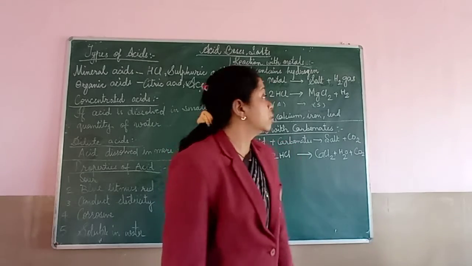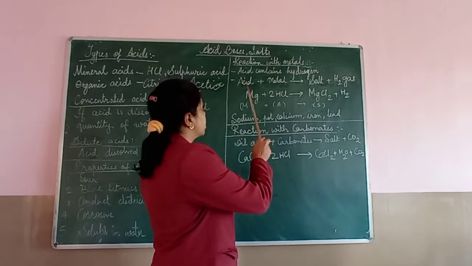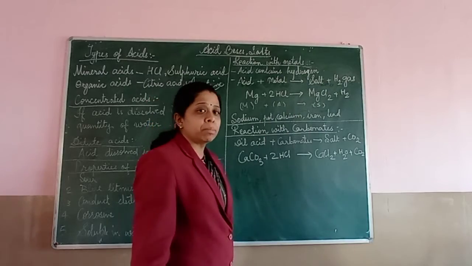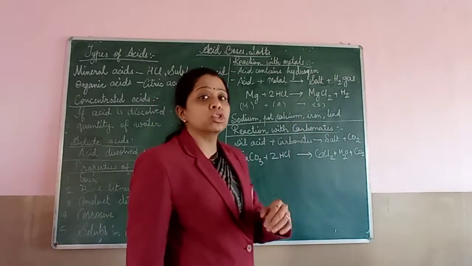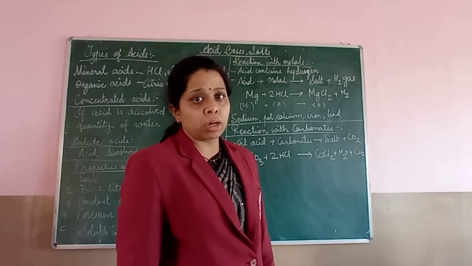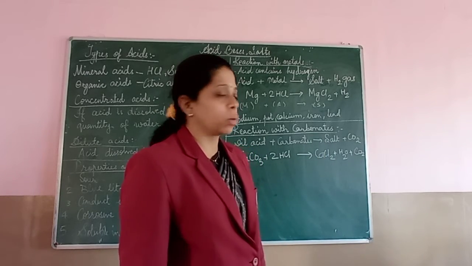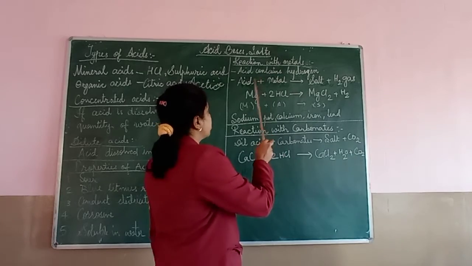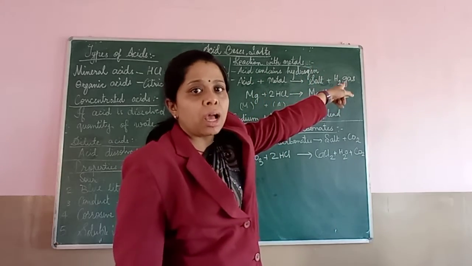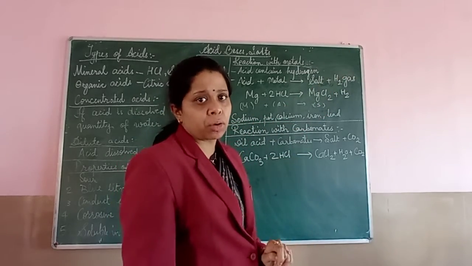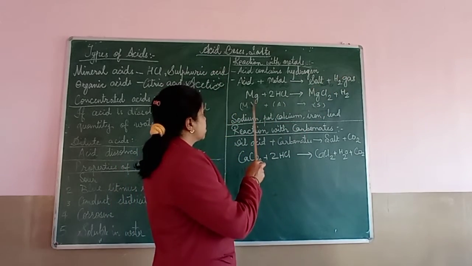And these acids, when they react with metal, what will be formed? At the same time, salt will be formed and hydrogen gas will be evolved, or given out. I am again repeating, whenever any acid reacts with metal, then it forms salt and hydrogen gas is given out. Now let us take an example.